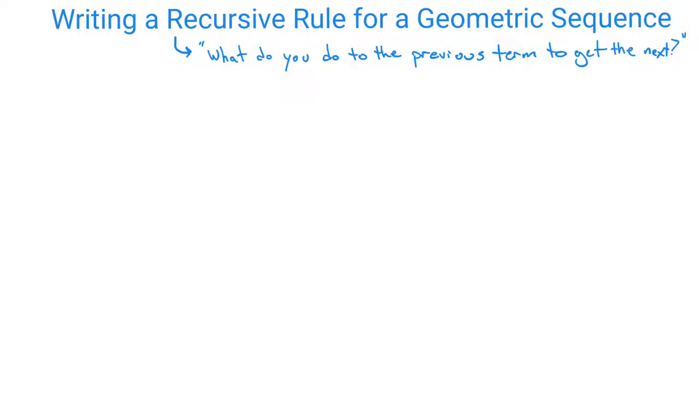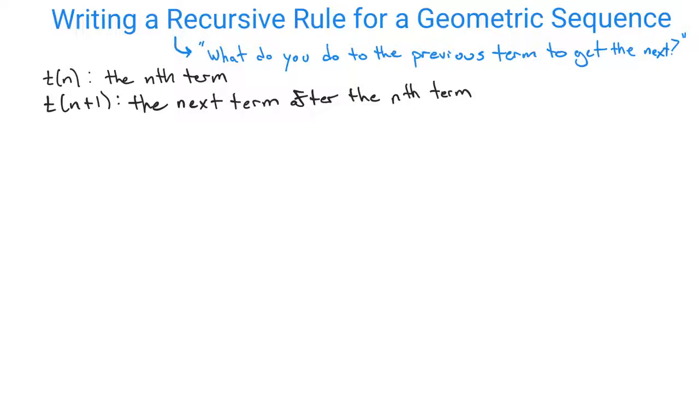So the notation we use for a recursive rule is slightly different. We still use the T of n notation that should be familiar from your explicit rules, but we also use T of n plus 1, because if T of n is the nth term, then T of n plus 1 is just the term after that, so the next term, one more after it.